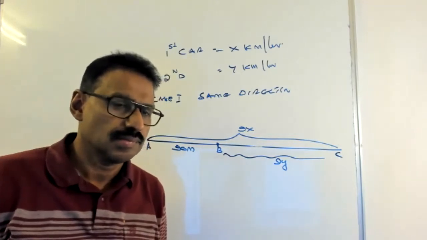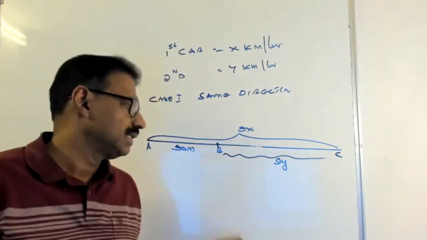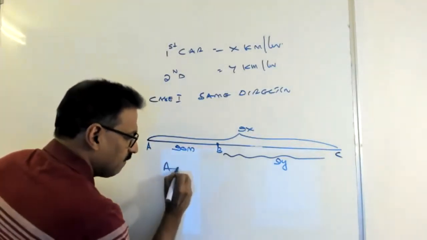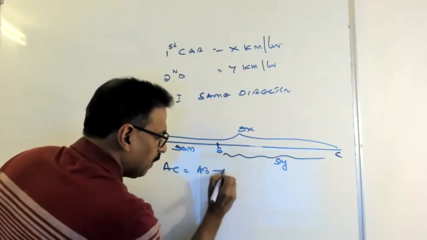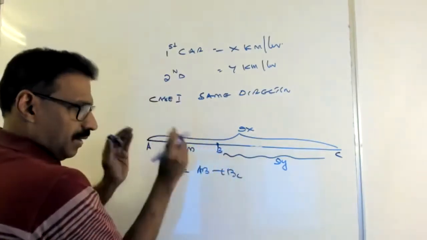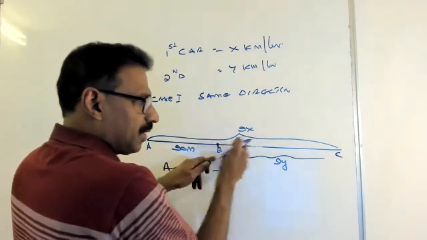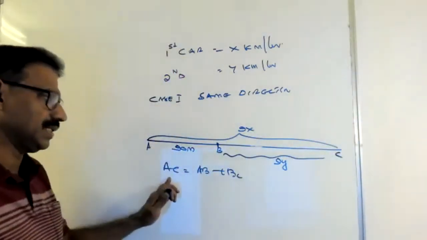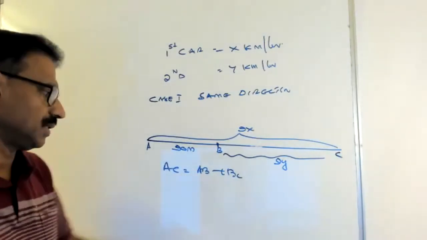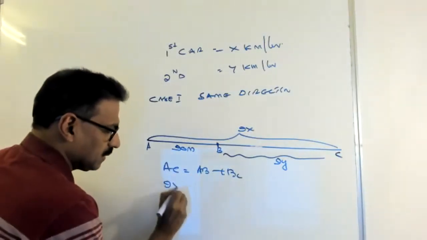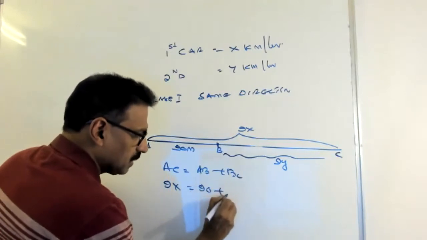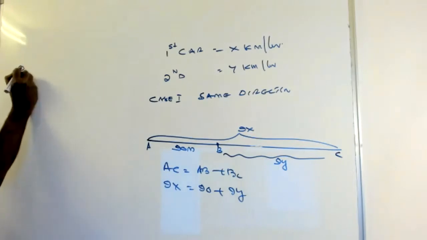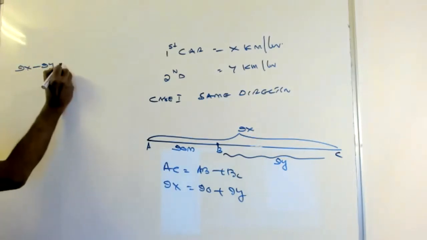Minus 9y equal to 90 kilometers. Yes, 9x minus 9y. Or we can say AC equal to AB plus BC, correct? From Mangav to Kuwait City equal to from Fahel to Kuwait City. AC equal to AB plus BC. So 9x equal to 90 plus 9y. If you are smart, we can directly write 9x minus 9y equal to 90.